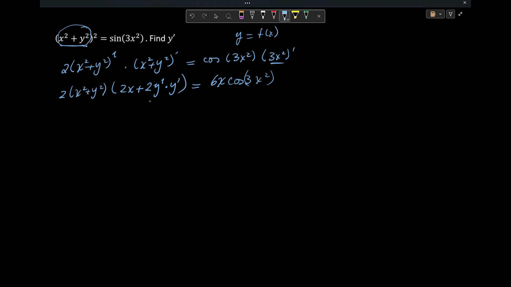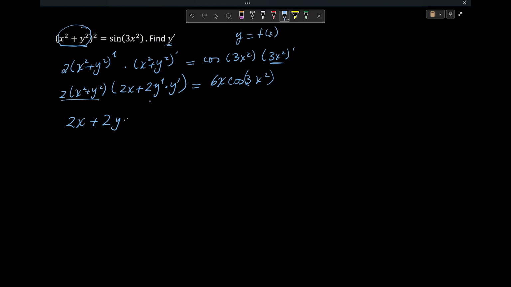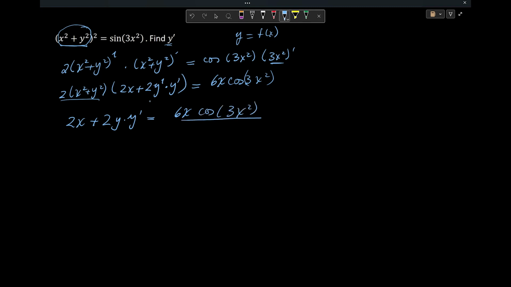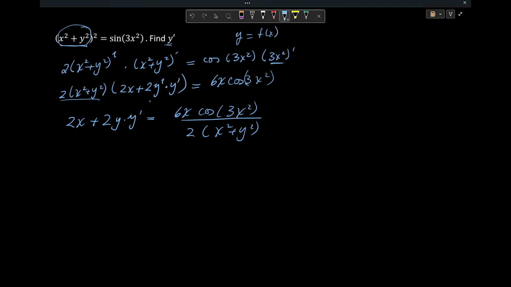So now we're going to solve for y prime. Again, find y prime. So let's divide by 2 (x squared plus y squared). Get rid of this. So we'll have 2x plus 2y times y prime equals 6x cosine 3x squared over 2 (x squared plus y squared). Now the 6 and the 2 cancel out, leaving me with a 3 on top. And then I bring this over right there.